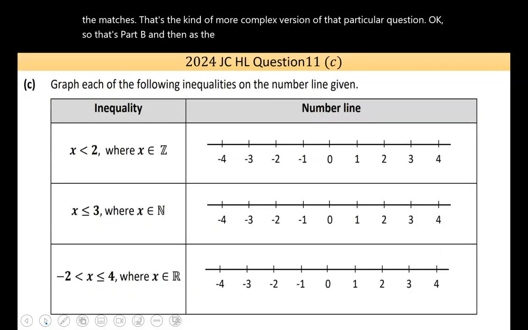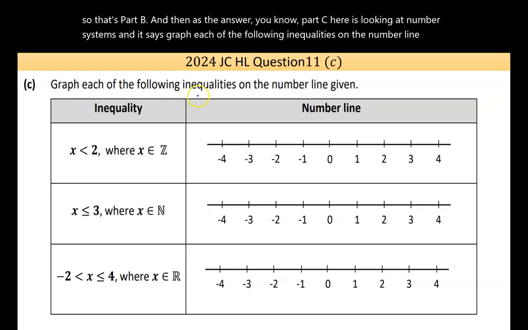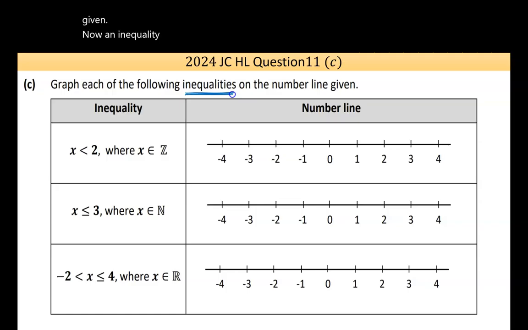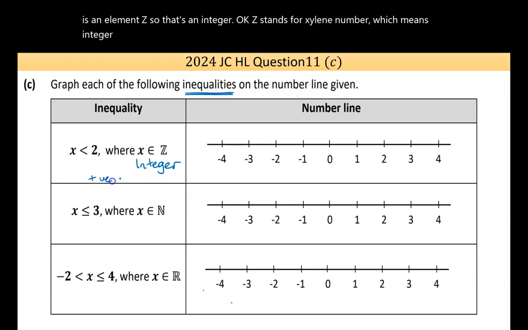Now, part C here is looking at number systems, and it says graph each of the following inequalities on the number line given. An inequality is kind of like an equation, but it's giving a more broad definition of what's happening. So the inequality here is x < 2, where x is an element of Z. So that's an integer. Z stands for Zahlen number, which means integer, the positive or negative whole numbers.